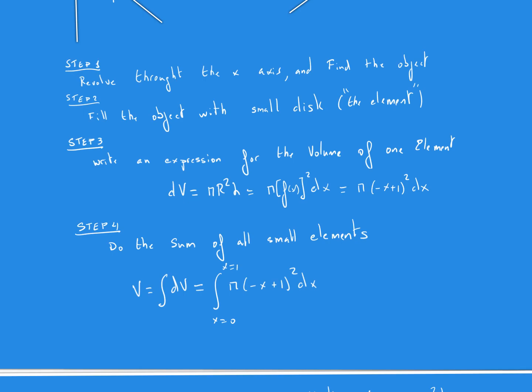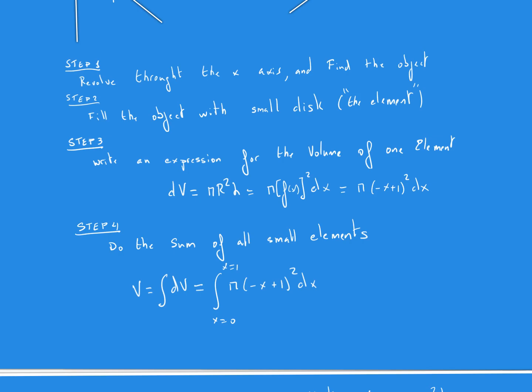Step 1, revolve through the x-axis and find the object. Find the object in your mind, of course. Step 2, fill the object with a small disk. Imagine a small disk that runs through the x-axis. The center of the disk is touching the x-axis, and you are moving every disk through the x-axis, and you are summing the volume of each disk.